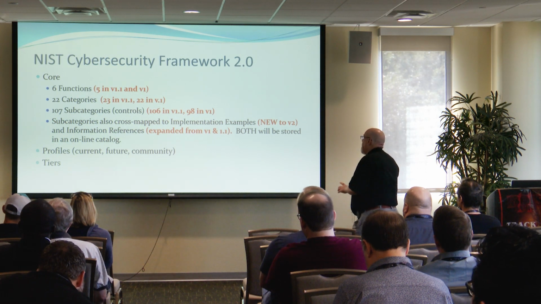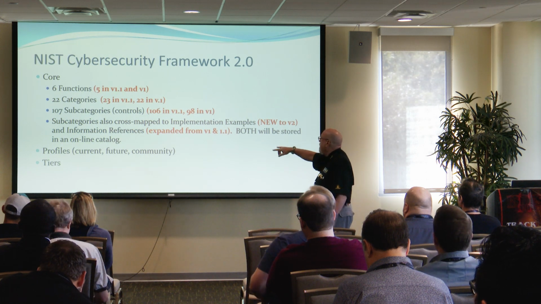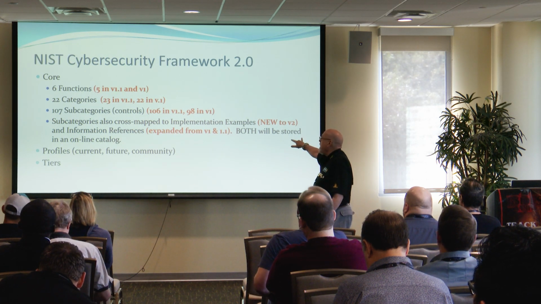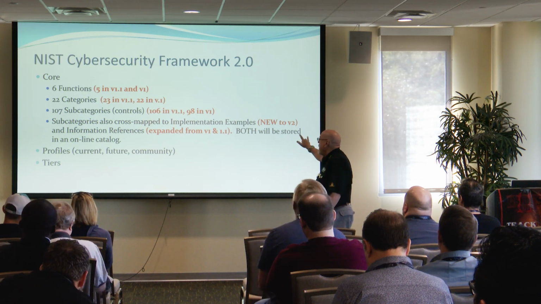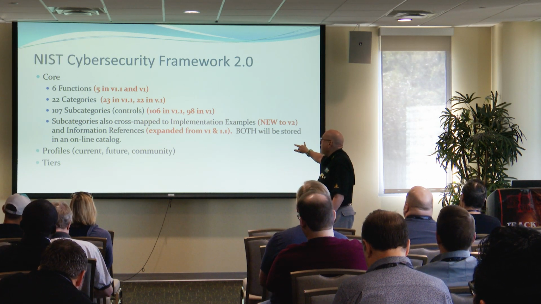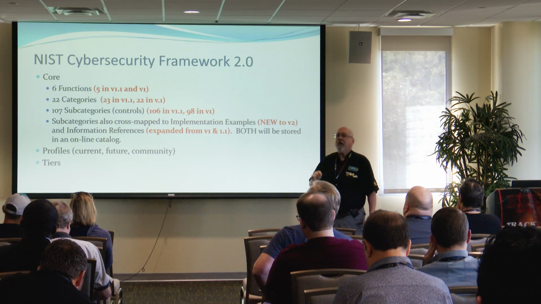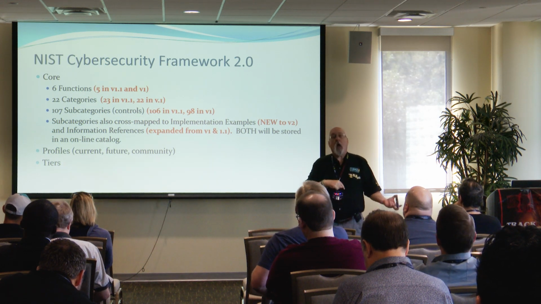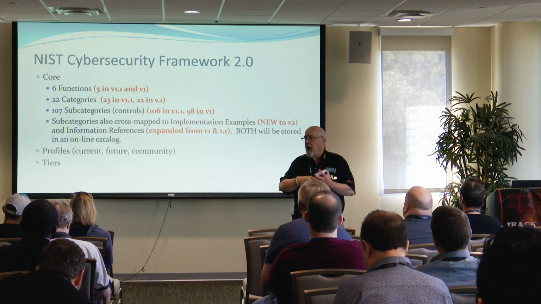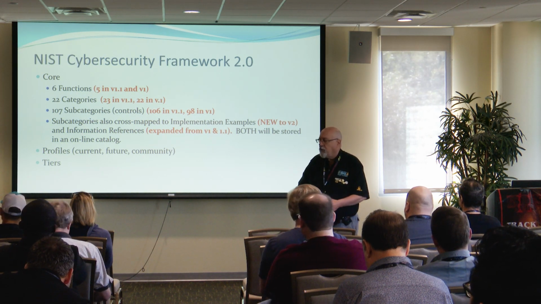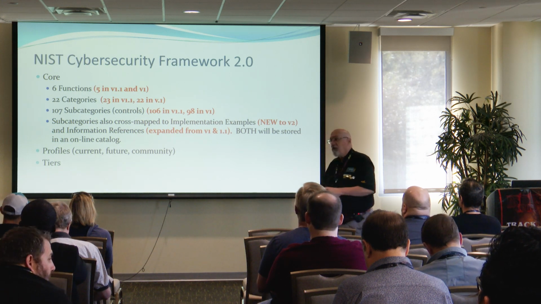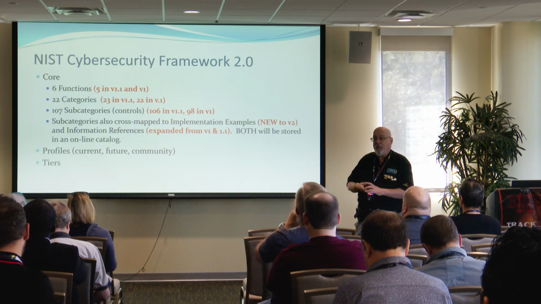What they also do is they cross-map the subcategories to the new thing this time, implementation examples. I'll talk about that shortly. And then the informative references. However, these 2 are not in the document. They're online because the idea is that they're going to be expanding and adding to them and this sort of stuff. So they're not going to put it in the actual document itself. So that's also how they're able to keep the document shorter.